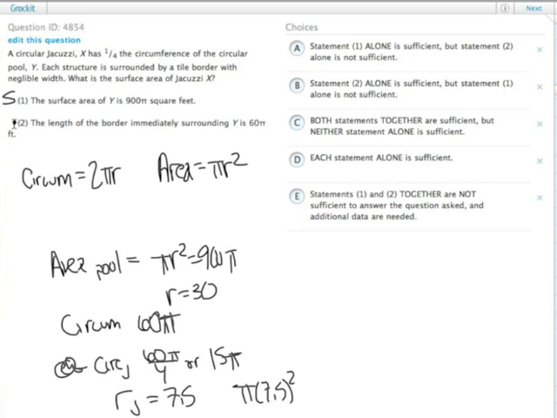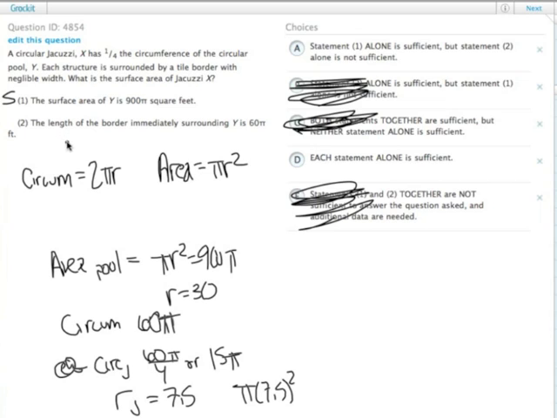So statement 1 is sufficient. We can get from the surface area of the pool to the surface area of the jacuzzi. Statement 1 is sufficient, so we can cross off 2 on its own and the 2 insufficient statements. Let's take a look at statement 2.